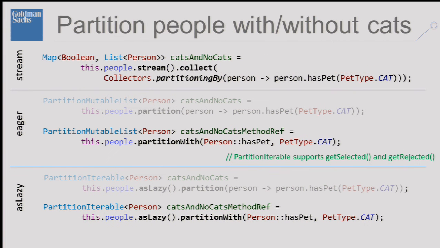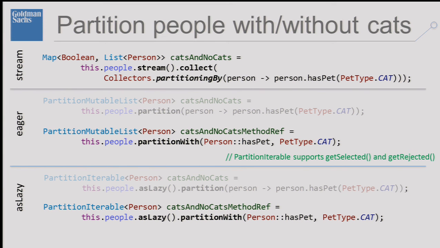Who doesn't have cats? Slightly more descriptive API, we have rejectWith, whereas in Java 8, you've got to filter with a not. You've got to insert a not into your predicate. It's a small thing.